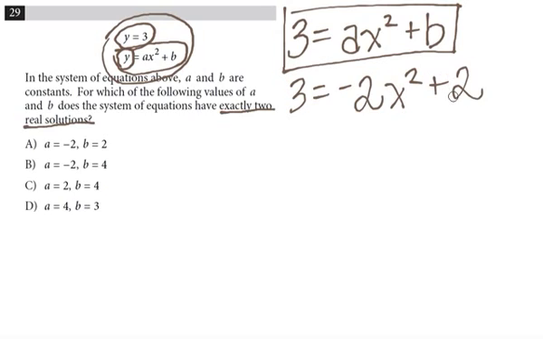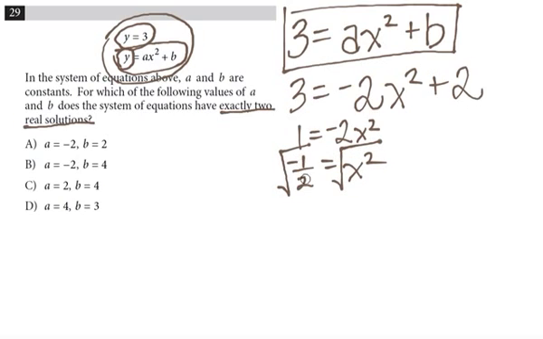I can solve this, right? I can subtract 2 from both sides. 3 minus 2 is 1, equals negative 2x squared. I can divide both sides by negative 2, and you get negative 1/2 equals x squared. Then I take the square root of both sides, and I see that this is a problem. I'm going to have to take a square root of a negative number, which means there are no real numbers that work. I'd have to start working with imaginary numbers, and since it says real solutions, I can ignore that. So choice A is not going to work.